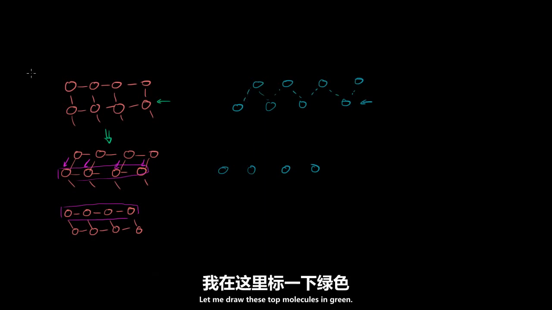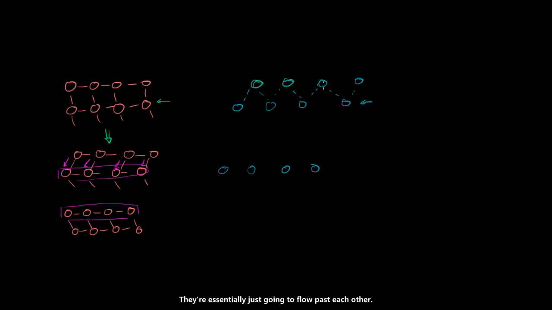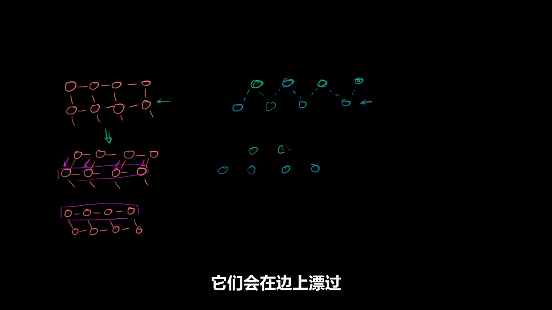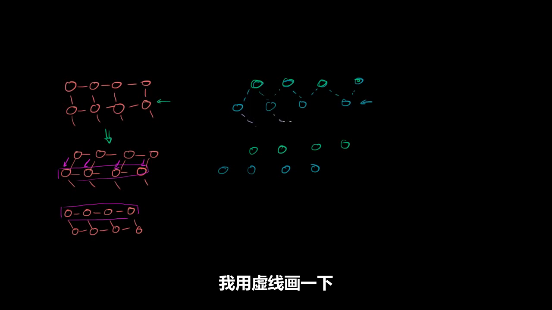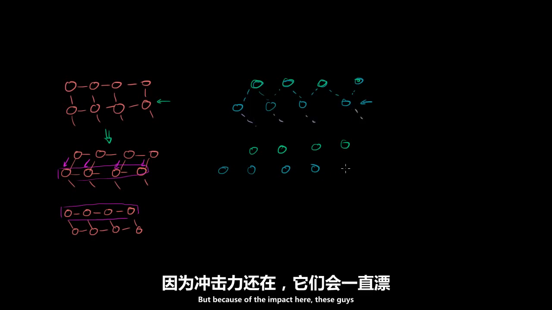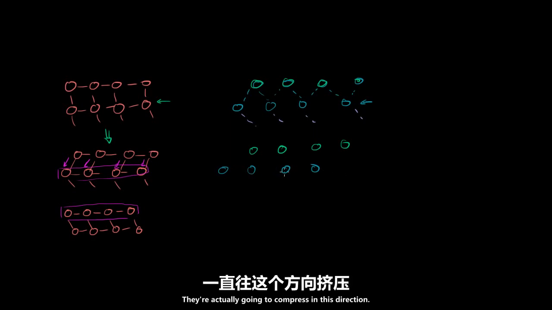Let me draw these top molecules in green. They're essentially just going to flow past each other. And this guy might have had weak bonds with stuff below it too. I should draw just dotted lines. But because of the impact here, these guys are just going to flow. They're actually going to compress in this direction.